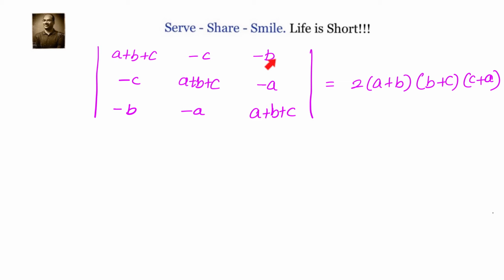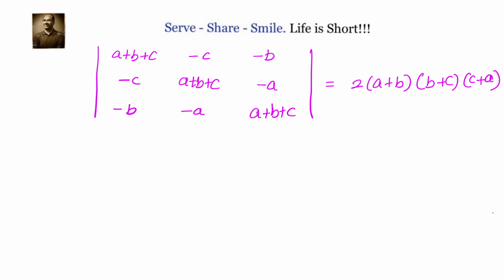Let us look at this problem related to determinants. We have been given a 3 by 3 matrix with the values a plus b plus c, minus b, minus c, a, a plus b plus c, minus a, minus b, minus a, plus b plus c. We have to show that the determinant is 2 into (a plus b) into (b plus c) into (c plus a).